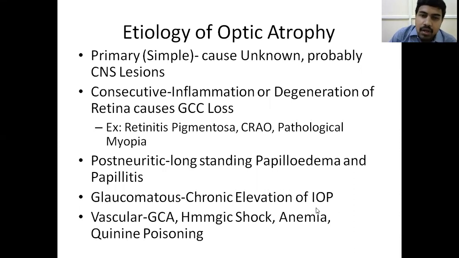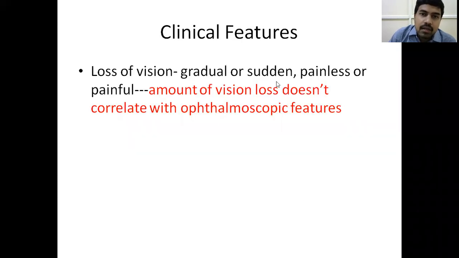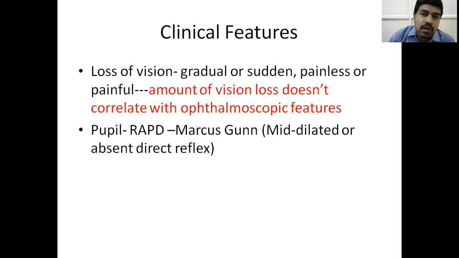So depending on the etiology, the vision loss could be sudden or gradual. It could be painless or painful. And the amount of vision loss doesn't correlate with ophthalmoscopic features. That is, whether your disc looks pale or your disc looks healthy. If the disc looks healthy also, the vision may be less. That is because of some nerve fiber damage.